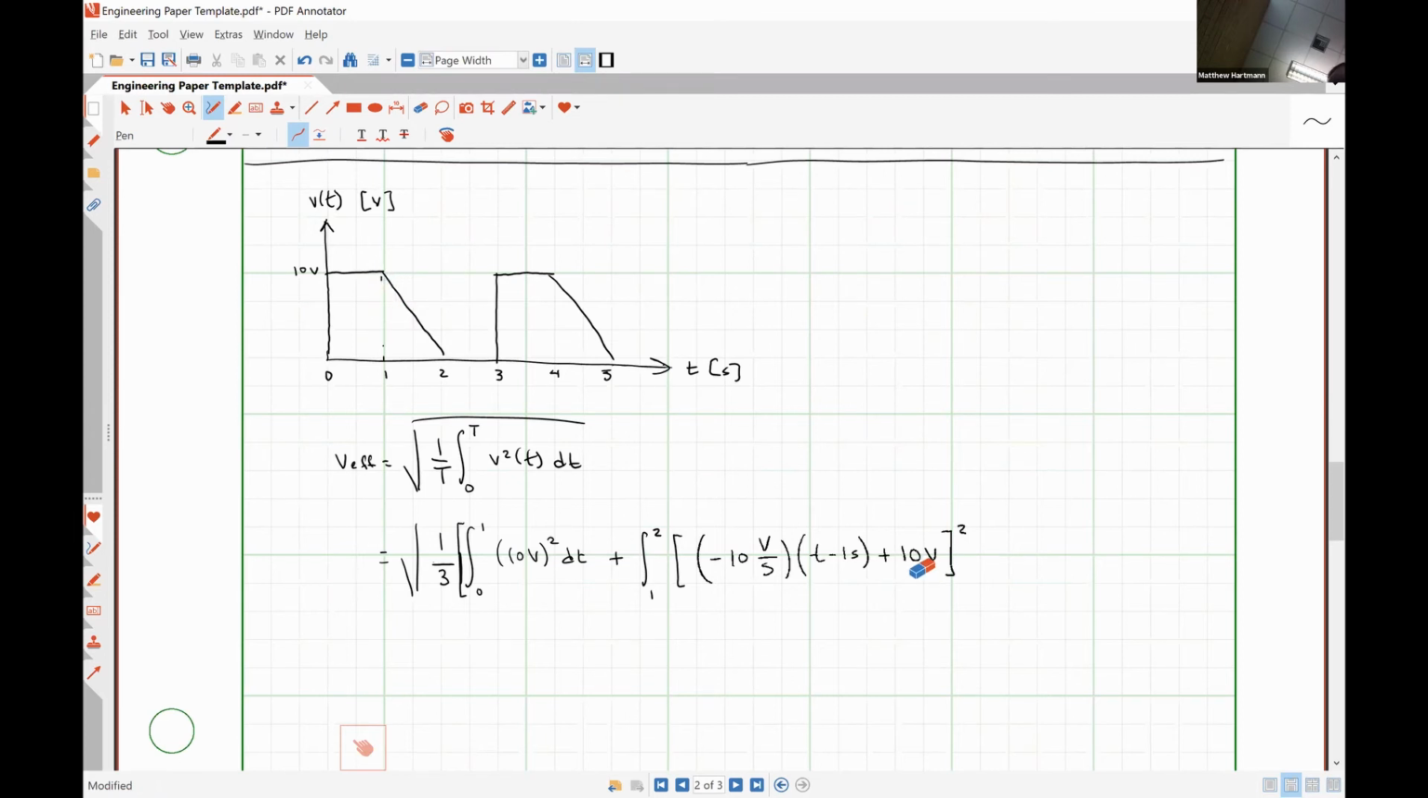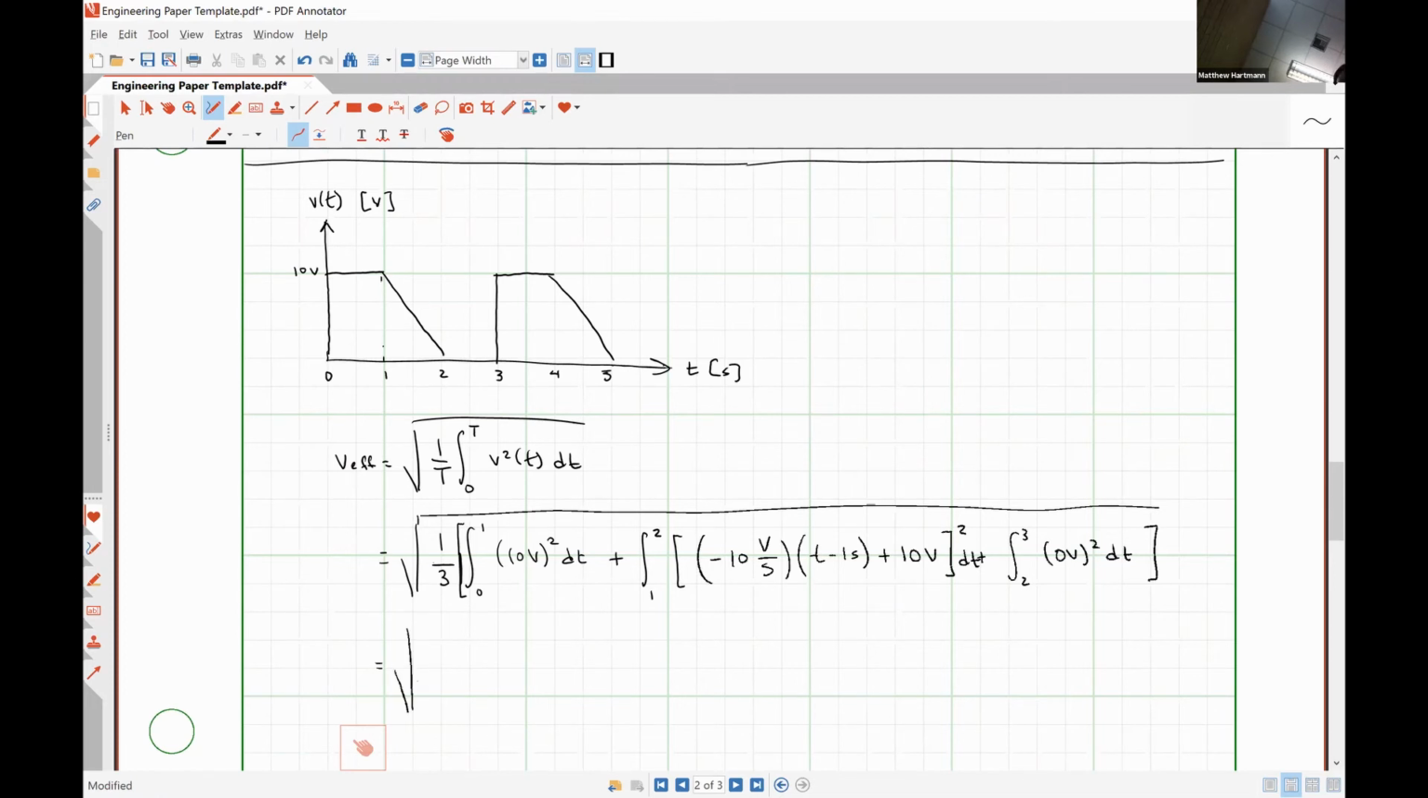My last bit that I'm going to have here is the integral, with respect to time, over the interval from 2 to 3. What's my voltage over this interval? 0 volts. So square that, dt. I'm just trying to make it very, very obvious that I am actually integrating over the full 3-second period of this guy.